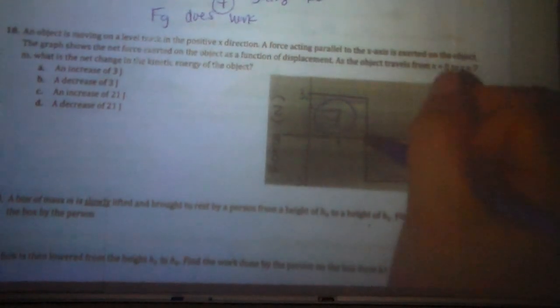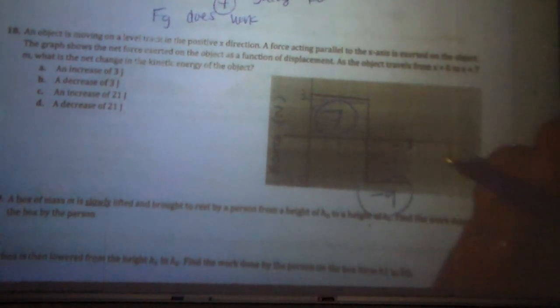Net force is a function of distance from 0 to 7, so this guy right here, what is the net change in kinetic energy? So areas, this is 4 times 3, which is 7. And then this one, 4 to 7 is 3. 3 times negative 3 is negative 9 here. That's not right. 3 times 4 is not 7. 3 times 4 is 12 joules.